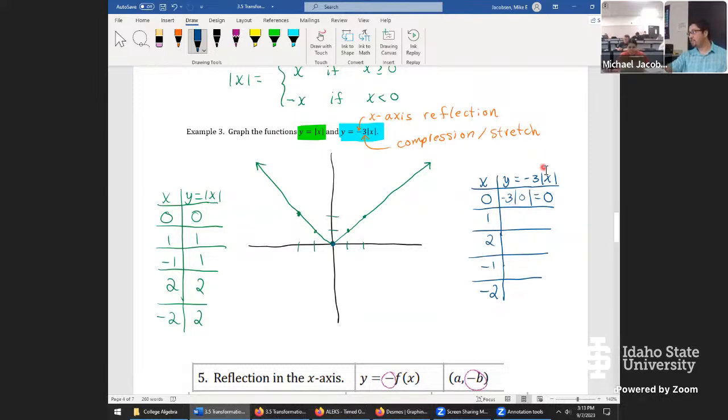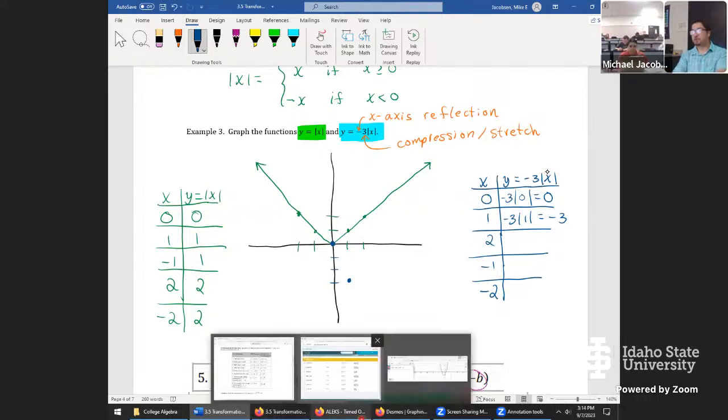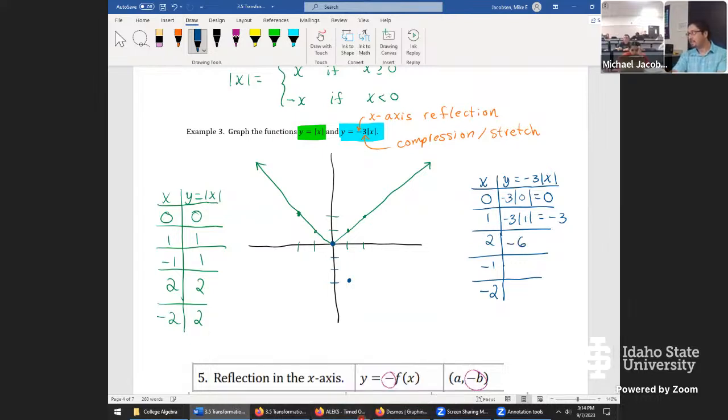Plug a 1 into this, you'll have -3 times the absolute value of 1. But that just comes out as a -3. So when we plug in 1, we're going down 3 to this location here. Finally, if you plug in a 2, anyone see what the value should be for this one? Exactly. The absolute value of 2 is just 2, times -3 gives us -6. So let's see, 3, 4, 5, 6. And that's our value right there. So we have a line coming out this way.